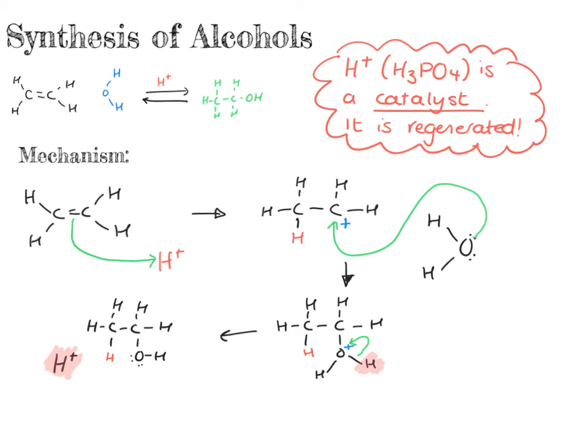what role the H plus or the H3PO4 phosphoric acid plays in the reaction, and you just need to be aware that it is a catalyst because it is used at the start but it is regenerated at the end and is not overall used up in the reaction. So there is a second way of synthesising alcohols, and industrially we can use the fermentation of glucose.